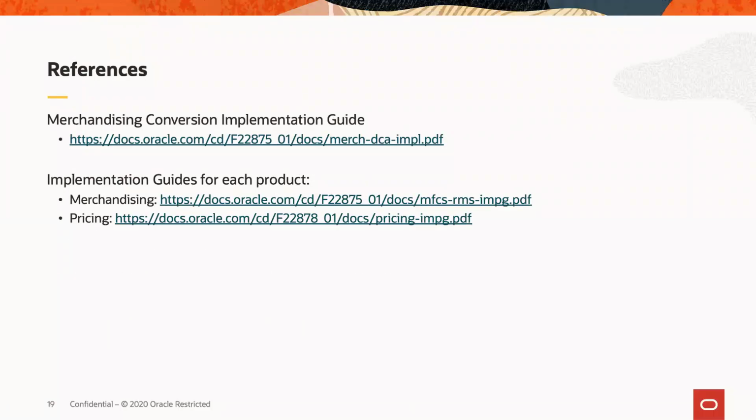Last slide then is just some references. I'll keep this up while we talk questions, but there are a couple of good guides. Most everything we talked about today has gone into more detail in the merchandising conversion implementation guide. And then we also have a lot of detail on other key implementation information for each of our products. I've got the links here for merchandising and pricing specifically, since that's primarily what we were focused on today, but there are guides for each of our cloud services, as well as one for trade management and sales audit, which are part of the merchandising foundation cloud service.